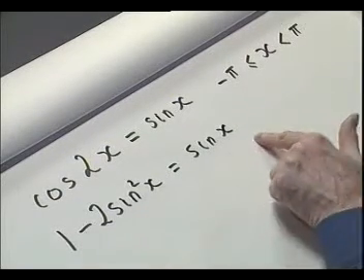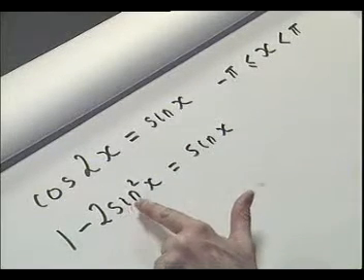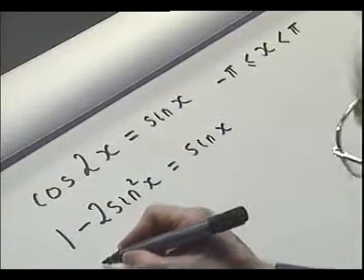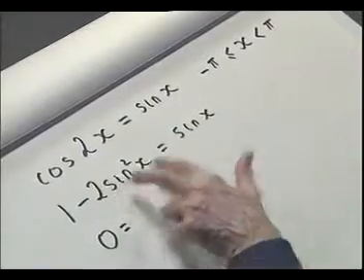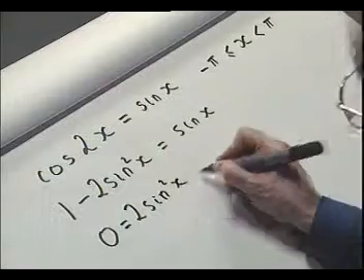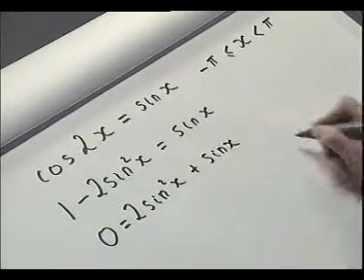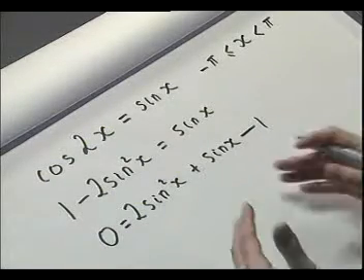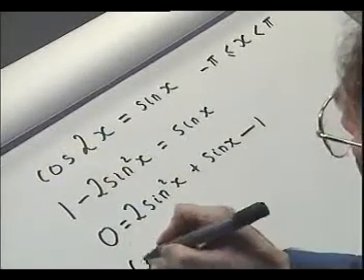Now we have a quadratic equation where the variable is sine x. Let's rearrange that so that it equals 0. Add the 2 sine squared to each side, plus the sine x, and take 1 away from each side. This is now a quadratic equation. Can I factorize it? Let's have a look.